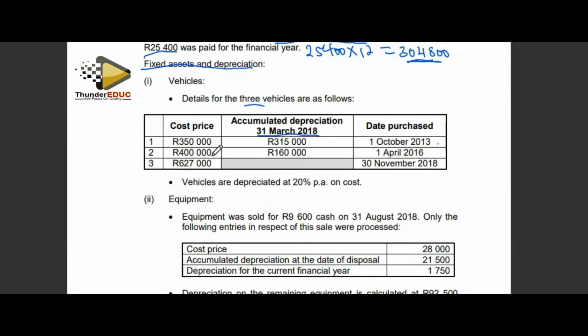Then the second vehicle was bought for 400,000. Accumulated depreciation is this, and date of purchase was this. The third vehicle was bought here. So what we need to do here, we have to calculate vehicle by vehicle. Remember, we are using 20%. So what am I going to do? To determine the depreciation on vehicle 1, I'm going to say 350,000 times 20%. Remember, we never sold any vehicle.